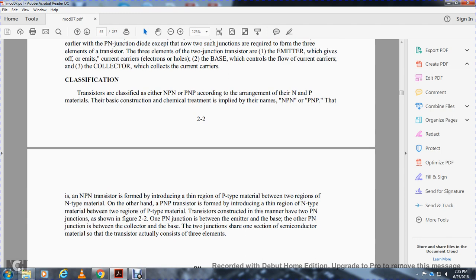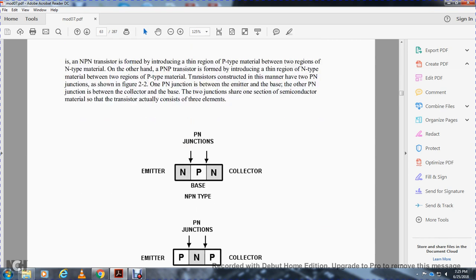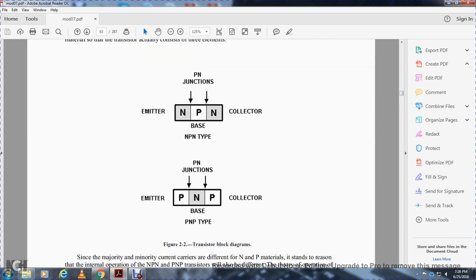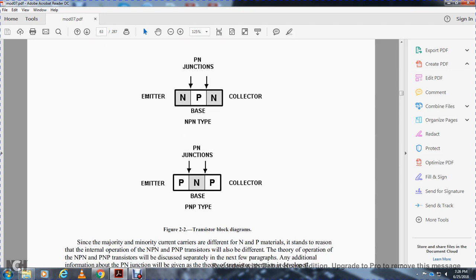The transistor is constructed in a manner where the positive-negative junctions are shown in figure 2: one positive-negative junction between the emitter and base, and the other positive-negative junction between the collector and the base. The 2 junctions share one section of the semiconductor material, so the transistor actually consists of 3 elements. Alright, on your NPN, the emitter, base, and collector, and then on the PNP, the emitter, base, and collector.